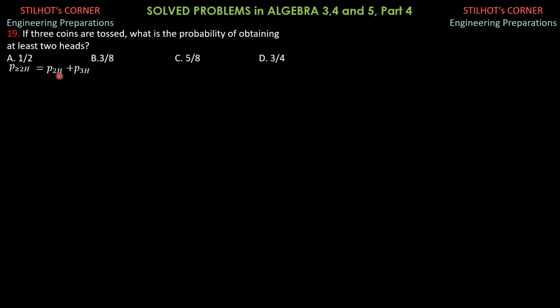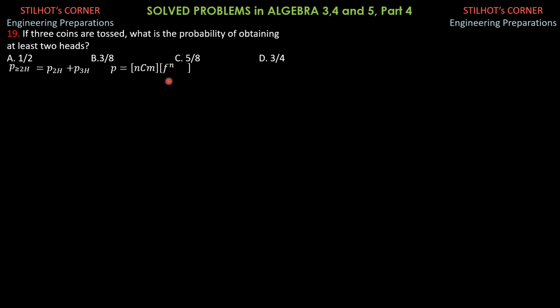So for 2 it is 3 combination 2. Probability of failure is 1/2. Probability of success is also 1/2. So 3 combination 2 times 1/2 raised to 3 minus 2 times 1/2 raised to 2. Then the probability of obtaining exactly 3 heads is 3 combination 3, 1/2 raised to 0 because 3 minus 3 is 0, then times 1/2 raised to 3.